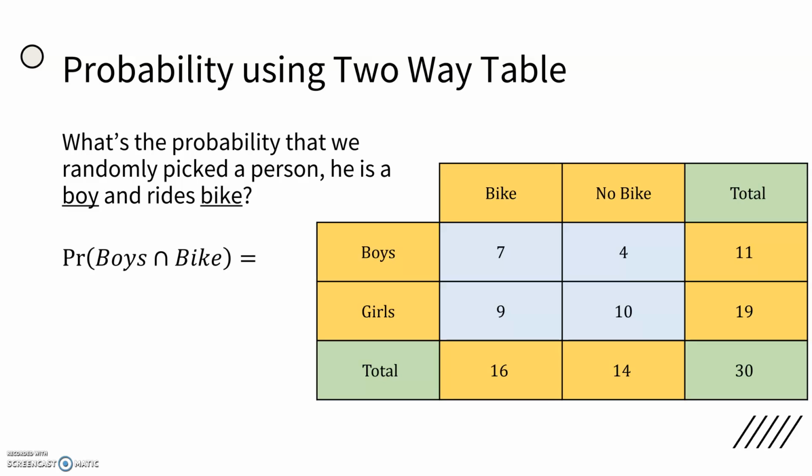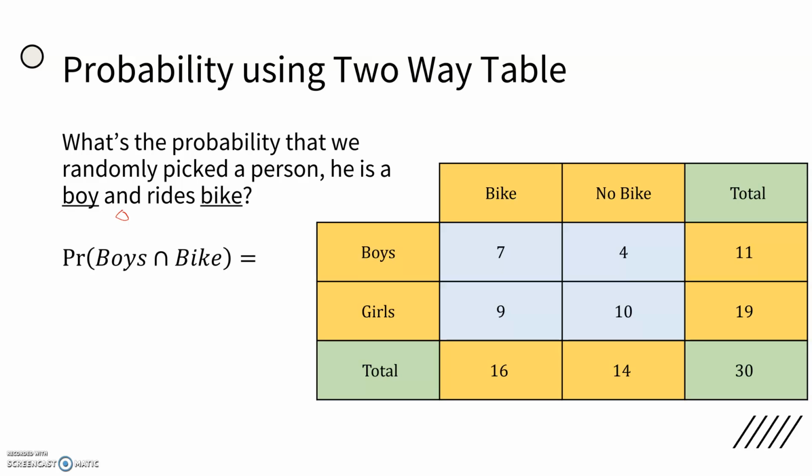Okay, back to the example about the boys and girls and a bike and no bike. So this is already worked out for you. Now, the question is, what is the probability that if we randomly pick a person, he is a boy and he actually rides a bike? So first of all, if we represent that in set notation, that's boy intersect bike, because the word "and" is represented by this little intersect symbol.